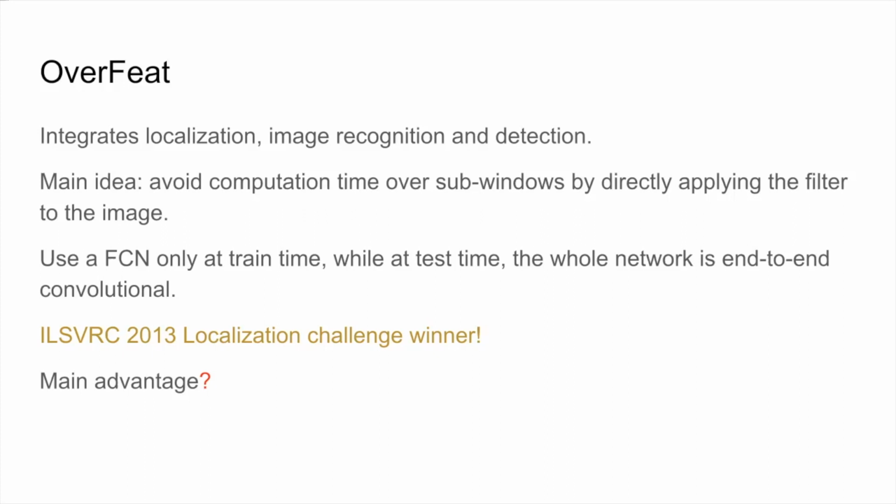So the idea is to avoid computational time over sub windows by directly applying the filter to the image, without recomputation. A fully connected layer is used only at train time, while at test time the whole network is convolutional.